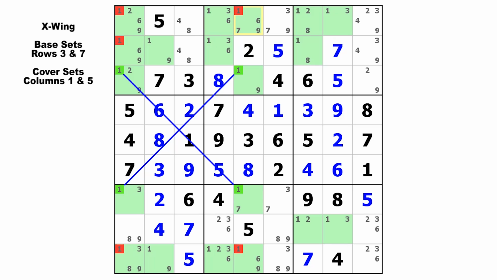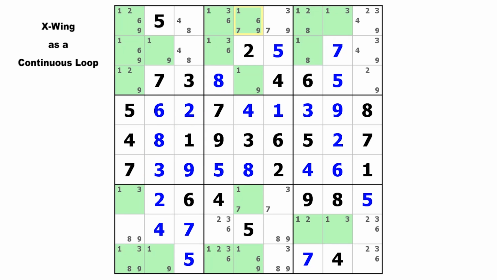All right, now let's forget the fish pattern and the X-wing, and let's just look at the way the links between those same 4 candidate ones interact with each other. Now you could start on any one of those candidate ones, but let's start up here in row 3, column 1, and we have strong, weak, strong. Just like a regular AIC. But now, because this last candidate one is in the same house with the first candidate one, we can make a weak link right back to the beginning, and boom, we have a continuous loop.